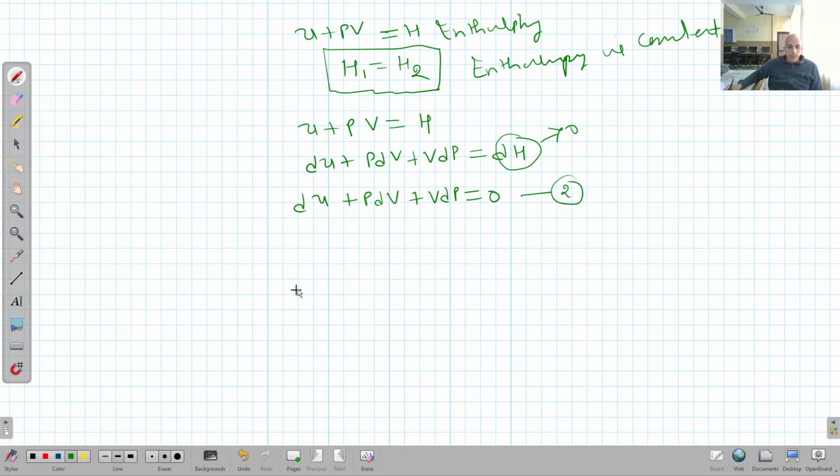Clear? Now from the first law of thermodynamics and second law of thermodynamics, that is dq is equal to dU plus P dV, and if I put TdS here according to the second law of thermodynamics, then this equation becomes TdS is equal to dU plus P dV. Clear? Right? This is equation number 3. Clear? So now I'm going to put this equation 3 in equation number 2. Right?